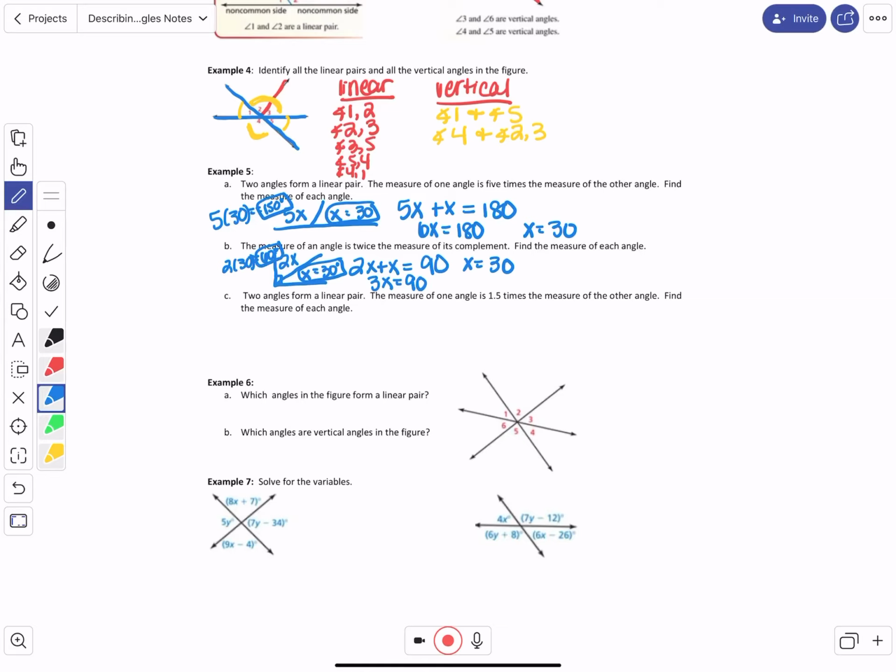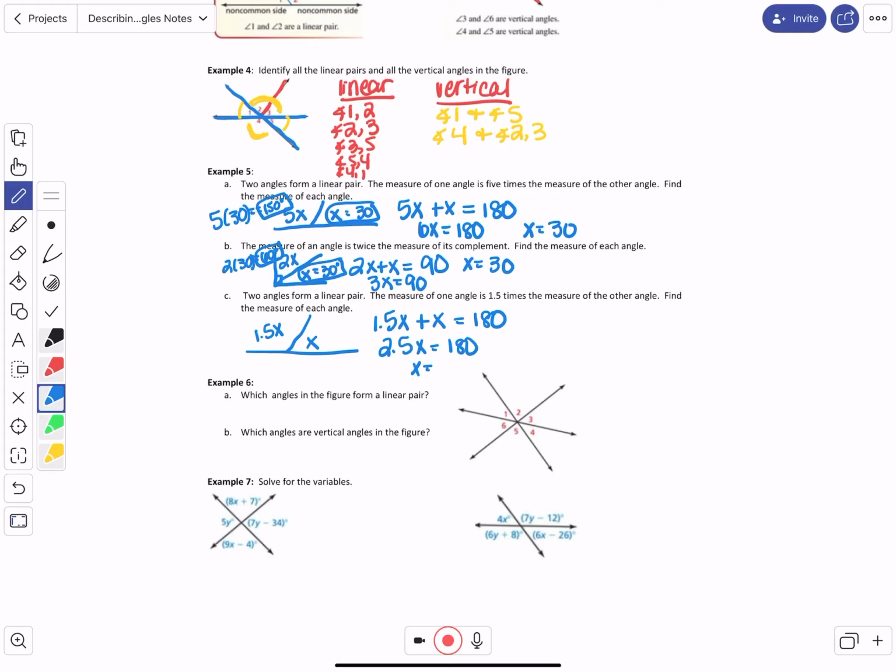All right. So for the next one, two angles form a linear pair. The measure of one angle is 1.5 times the measure of another angle. Find the measure of each angle. So we know 1.5x plus x equals 180. So if we add those, we get 2.5x equals 180. So 180 divided by 2.5.